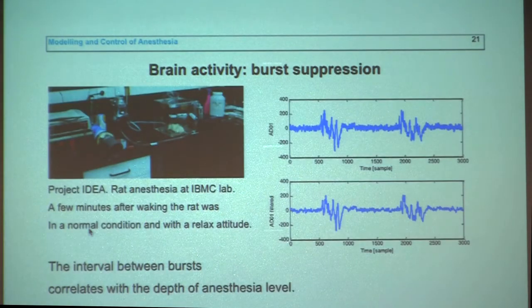Okay, now about loss of consciousness. I don't know anything about the brain, so let me share my ignorance with you. This is one experiment we did with the rat. You see the rat here. The rat did not die.